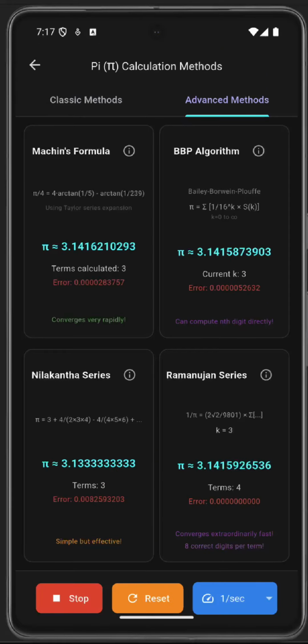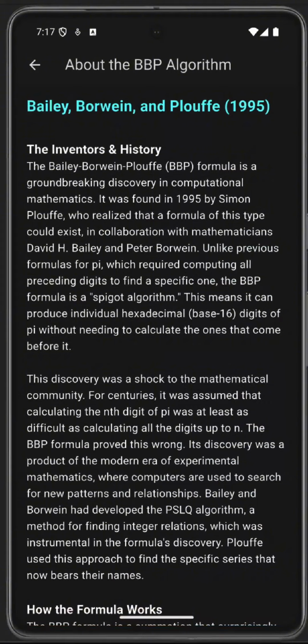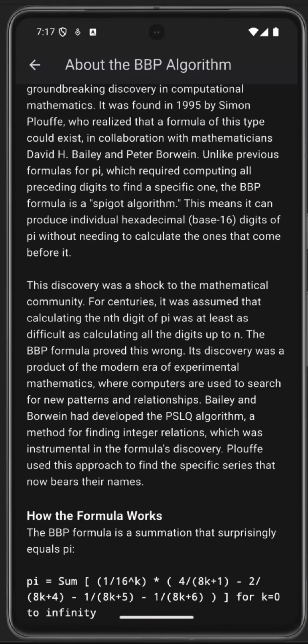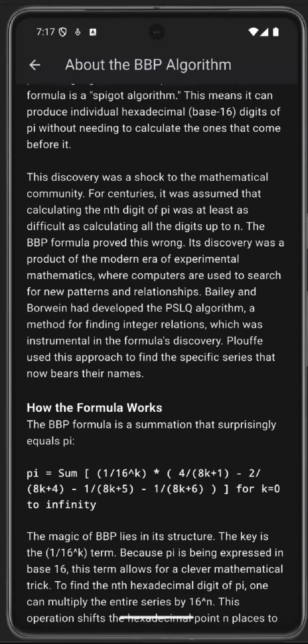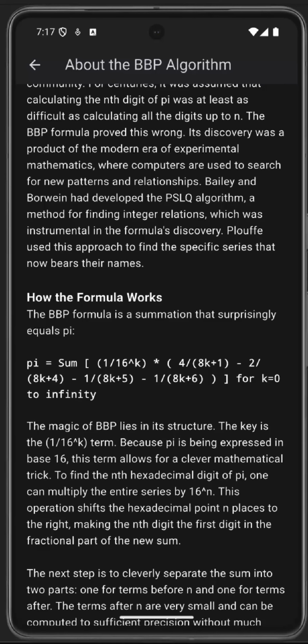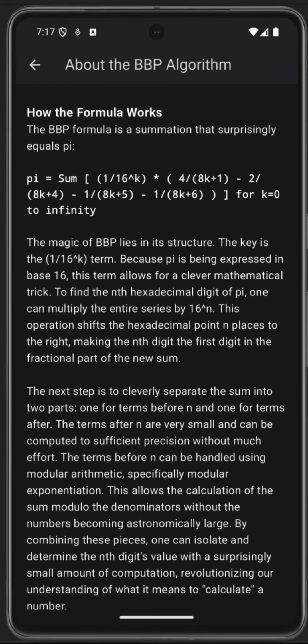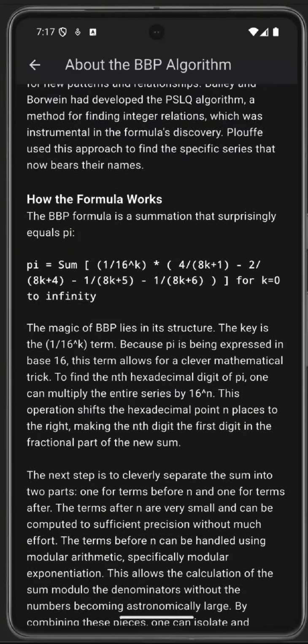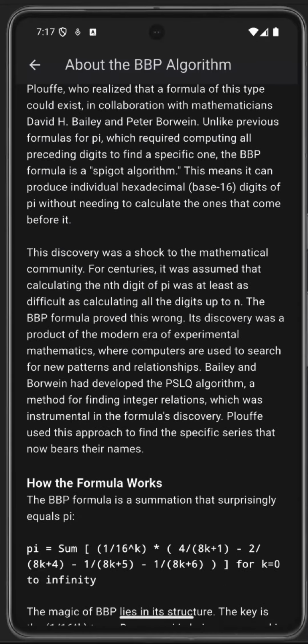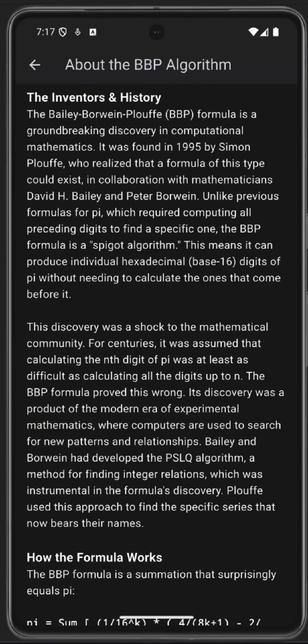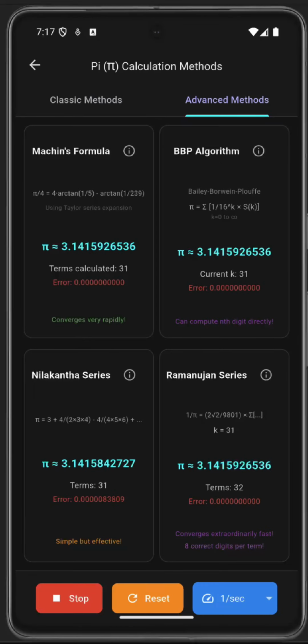The Bailey-Borwein-Plouffe, or BBP algorithm, was a revolutionary discovery in 1995. Unlike most formulas that must calculate all preceding digits to find a specific one, the BBP algorithm can compute any individual hexadecimal digit of pi without calculating the ones before it. This digit extraction property makes it incredibly powerful for verifying computations and for parallel processing. It provides a direct, surgical strike to find a specific part of pi's infinite sequence, a feat previously thought to be impossible.